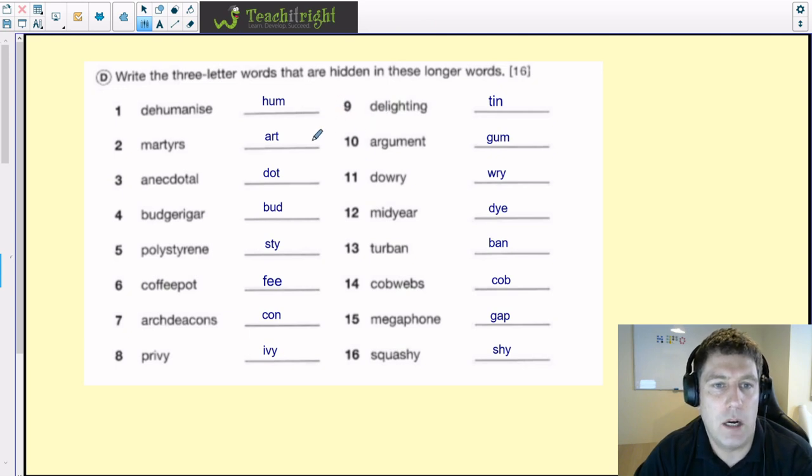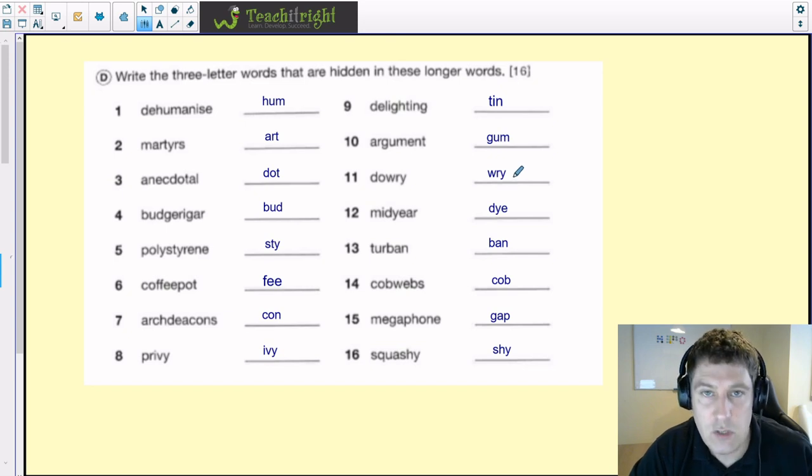So you've got hum, art, dot, bud, sty, like a pigsty. Fee, con, when you con someone, swindle them, defraud them. Ivy, tin, gum. Wry, like a wry smile. Sort of using an expression, often used in mocking terms, their wry smile. Dye, that's dye as in dyeing your clothes.